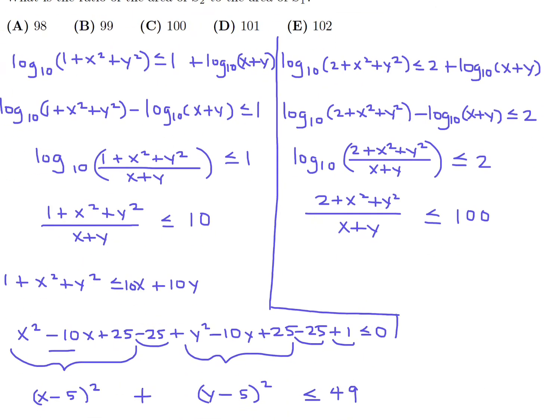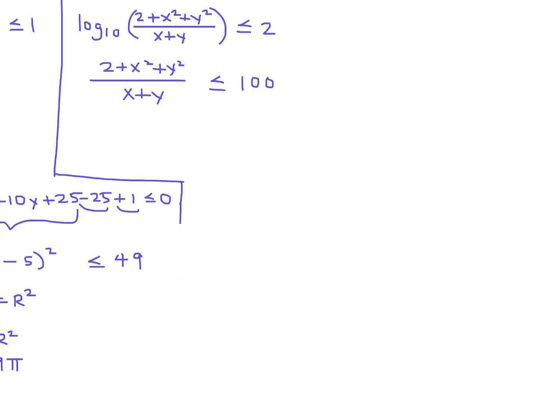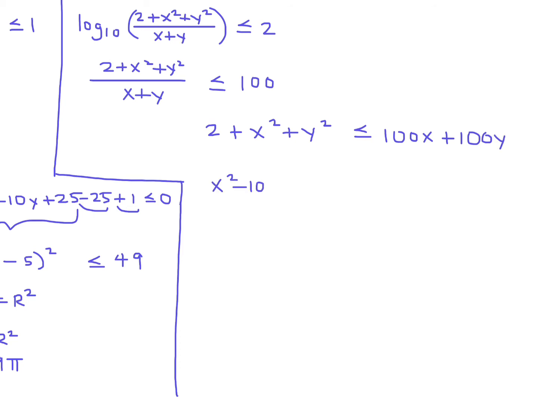And now in a very similar way, we are going to continue with this to try to make it into the equation of a circle. 2 plus x squared plus y squared is less than or equal to 100x plus 100y. Then put everything on one side: x squared minus 100x plus y squared minus 100y plus 2 is less than or equal to 0.